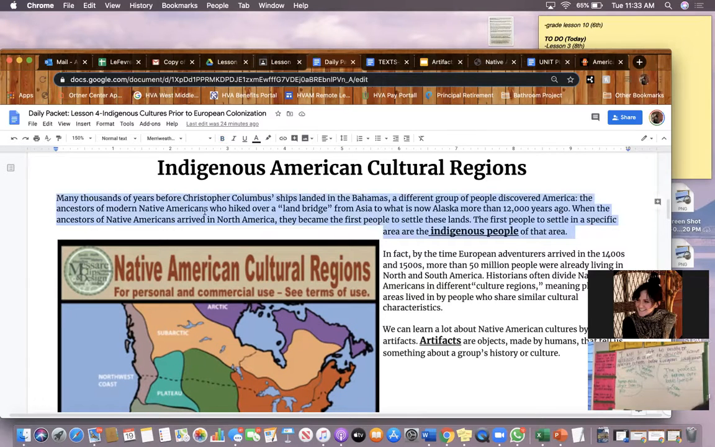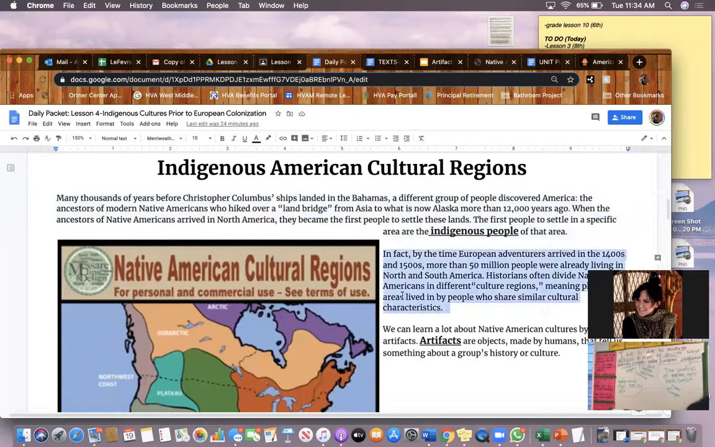Many thousands of years before Christopher Columbus's ships landed in the Bahamas, a different group of people discovered America, the ancestors of modern Native Americans who hiked over a land bridge from Asia to what is now Alaska more than 12,000 years ago. When the ancestors of Native Americans arrived in North America, they became the first people to settle these lands. The first people to settle in a specific area are called the indigenous people of that area.